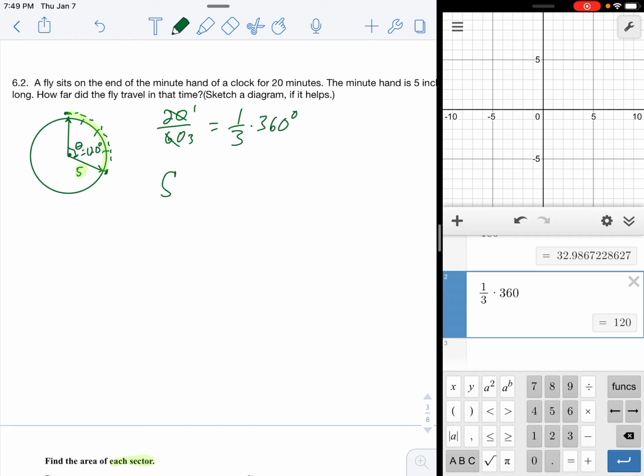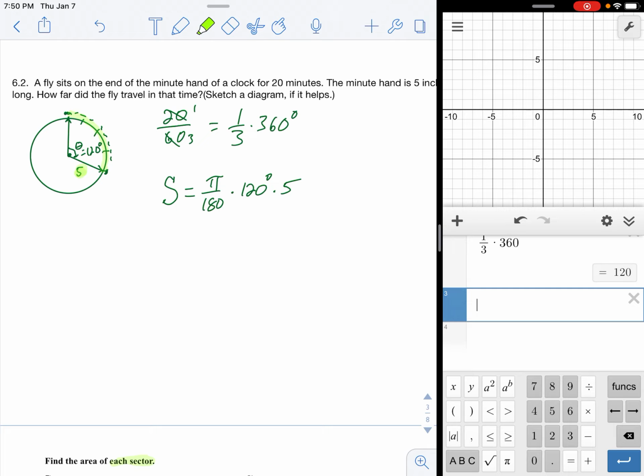So our sector length, why can't I write a letter S? Right. Our sector, not sector length, I cannot say this right, guys, I am sorry. Our arc length, S for arc length, is theta times radius. Theta is pi over 180 times 120, times 5. 120 is the theta in degrees. You multiply it by pi over 180 so that it's in radians, and then you multiply it by 5 because that's the radius.